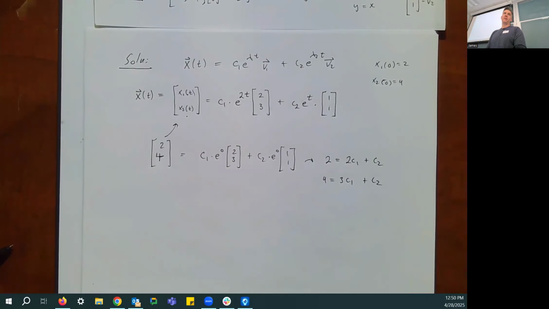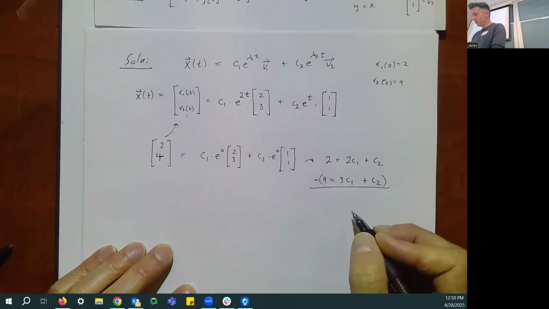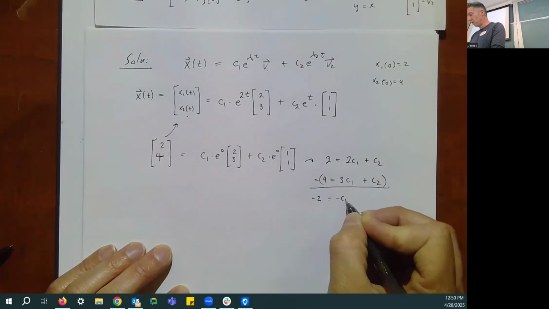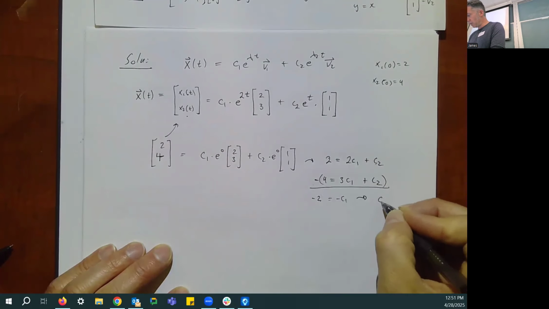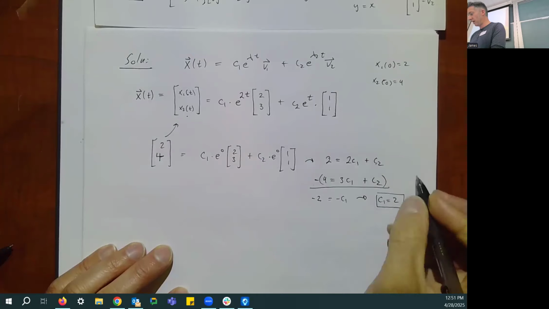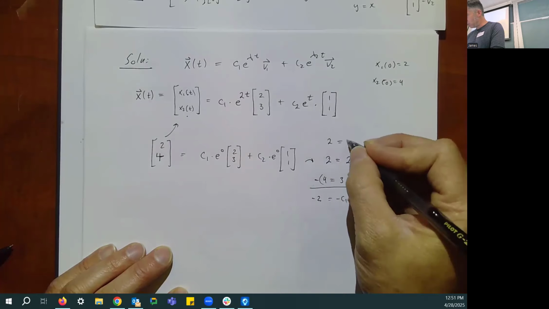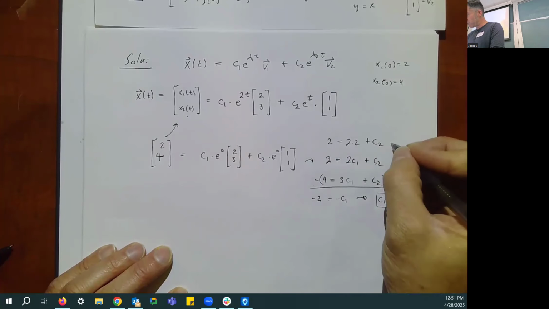There's lots of ways to solve these things. In my opinion, the easiest way to solve this one would be to subtract the second equation from the first one, because those C2s will eliminate. If I do this equation minus that equation, 2 minus 4 is negative 2. 2 times C1 minus 3 times C1 is negative C1, and C2 minus C2 is 0 C2. So I end up getting C1 equal to positive 2. And I can plug that back into either equation. Let's plug it into the top one and say 2 equals 2 times 2 plus C2. Subtracting 4, we get C2 equal to negative 2.